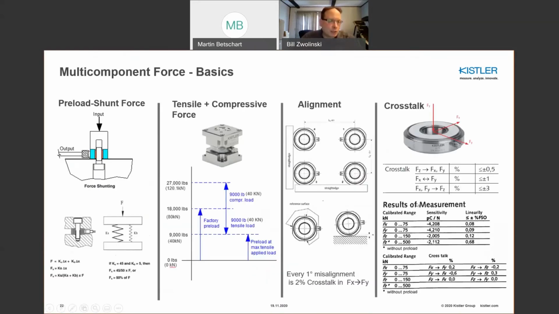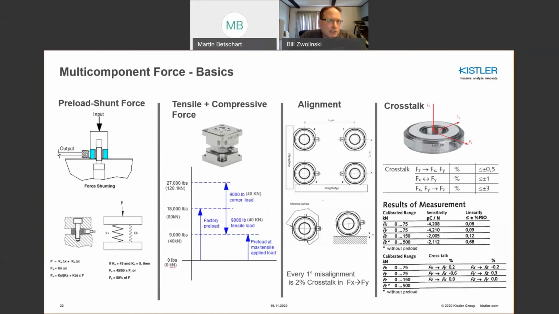Preloading also creates a shunt force, and that in effect takes up some force. So your actual sensitivity of a preloaded force sensor is about 6 to 8% or 6 to 9% lower than what it would be ideally, because the preload bolt is actually mechanically in parallel with the force sensor, and it does not have as high a stiffness. It has a lower stiffness than the force sensor, so you're going to take up some of the load with the preload bolt. Very common, but it's calibratable and fixed.